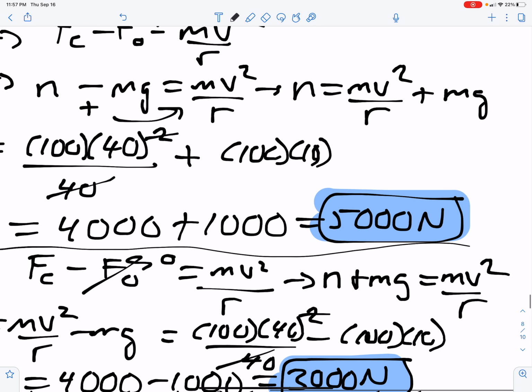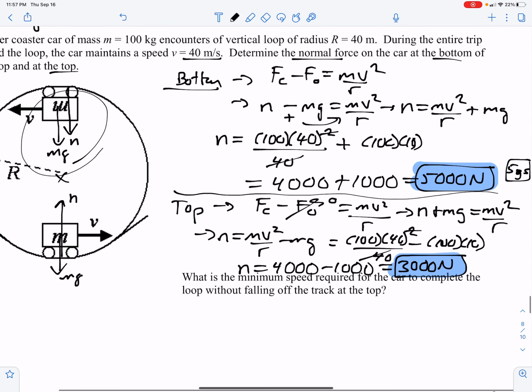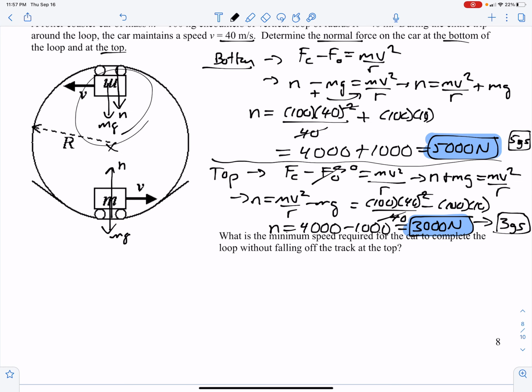This would be called, we would be experiencing 5 Gs, or 5 times our weight, 5 times gravity. Here we would be experiencing at the top 3 Gs. What is the minimum speed required for the car to complete the loop without falling off the track? Well, anytime we see that phrase minimum speed, that basically means the track is having very little contact and is not really forcing the car in a circle. Therefore, normal force reduces to 0.